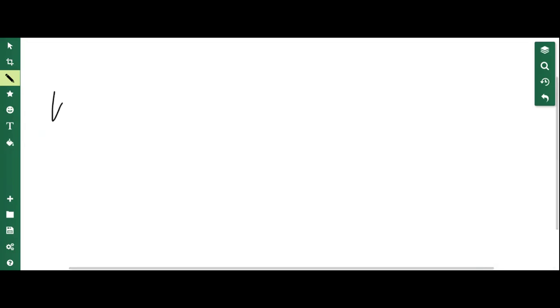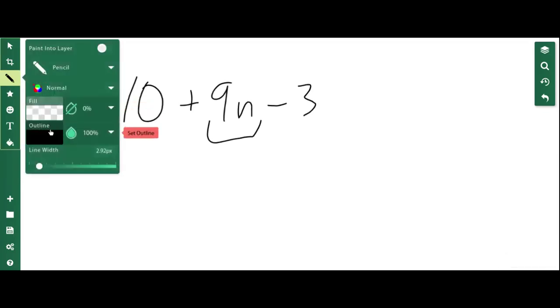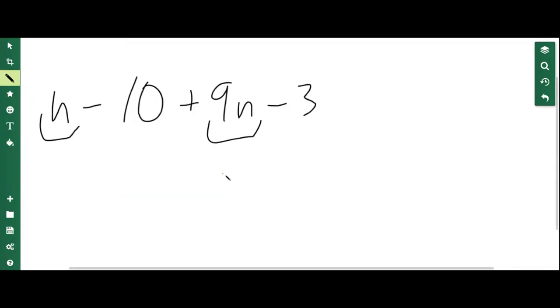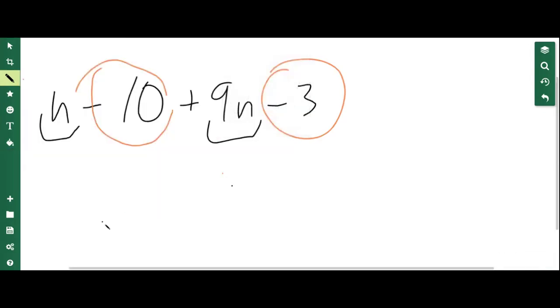Next one, we have n minus 10 plus 9n minus 3. So a common rule is to always circle or highlight what terms are the same. So here I have an n, here we have a 9n, and then in a different color and a different way of writing, I have a -10 and a -3. So those are my like terms. These have an n, these are constants. So when I go to add, we do this. What is n plus 9n? Well, there's always an imaginary 1 in front of a variable. So what is 1 plus 9? 10. So I could say it's 10n.